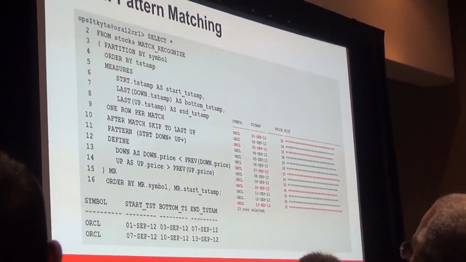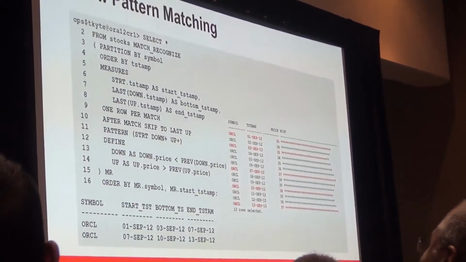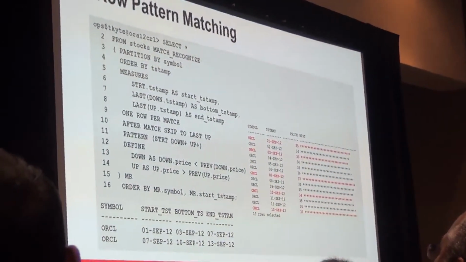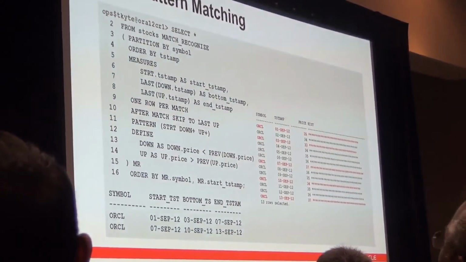So I go to my measures. What do I want as an output? I want my starting timestamp, the last down timestamp that I observed, that red row in the middle, and the last up timestamp. And I get that one row of output down at the bottom. Hopefully you can see this is a pretty powerful construct, because you're thinking in regular expressions now. You're not thinking procedurally. Doing this in straight SQL without row pattern matching, finding this V-shaped pattern, is really difficult. It can be done, but the SQL is hard.